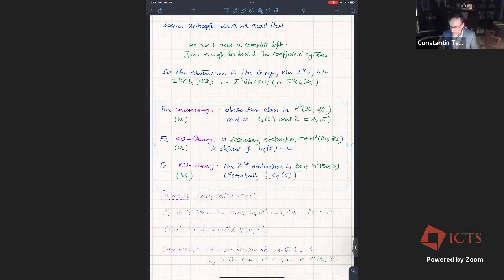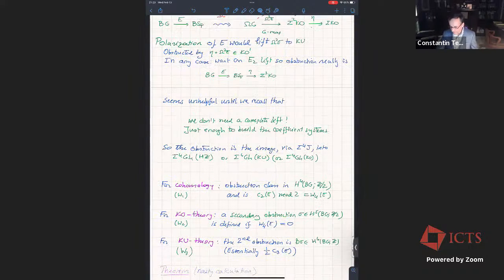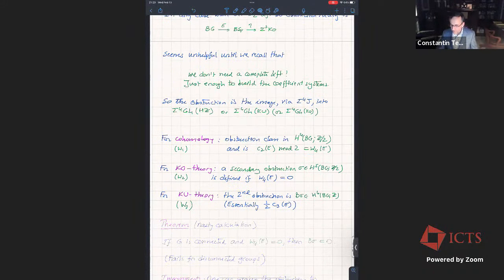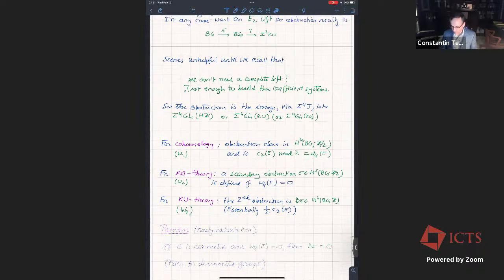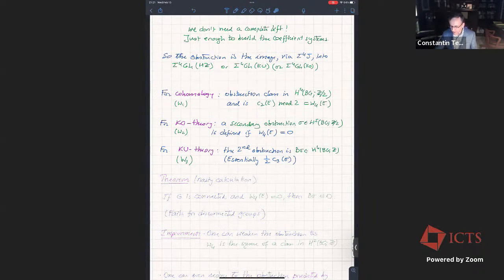for cohomology, the obstruction class lives in H4 of BG with Z mod 2 coefficients, and it's W4 of E, or C2 mod 2. That's the first obstruction class you get, which obstructs orientability of the coefficient system. For KO theory, a secondary obstruction is W2. The secondary obstruction is only defined if you can lift the first obstruction. That's something interesting. When you start delooping these spaces, you can no longer separate W2 from W1. But if you kill W1, then you can define W2 and you can ask if it's 0.